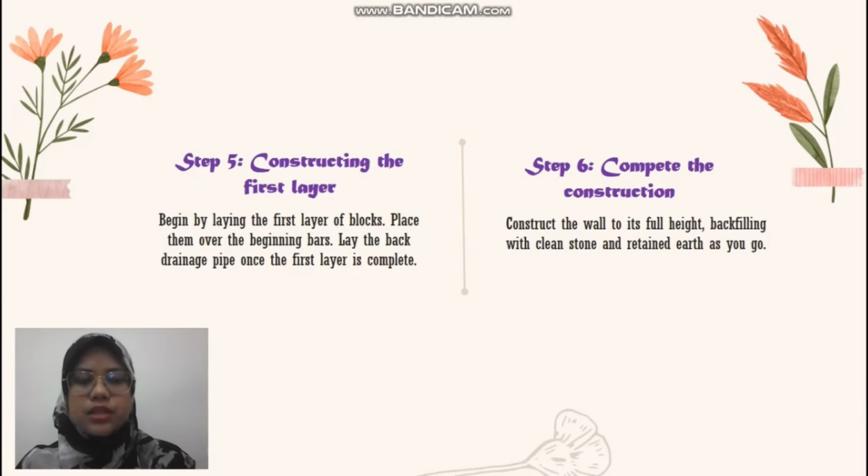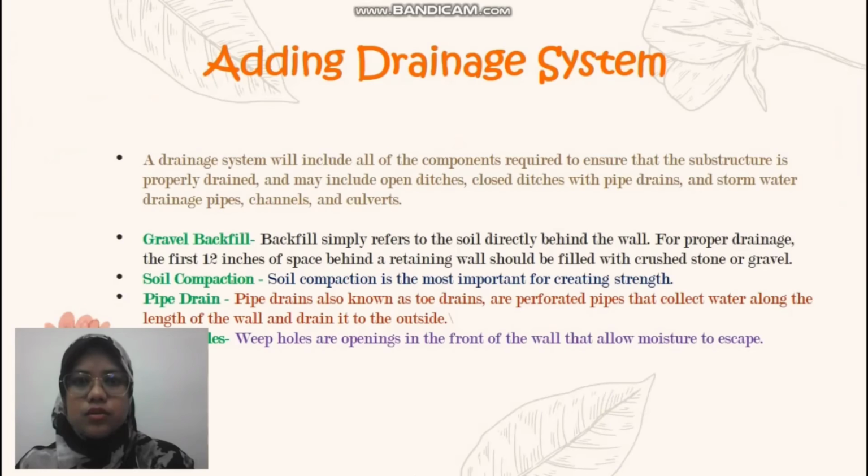Step 5, constructing the first layer. Begin by laying the first layer of blocks. Place them over the starter bars. Lay the back drainage pipe once the first layer is complete. The last one is to complete the construction, which is to construct the walls to their full height, backfilling with clean stone and compacting it as you go.